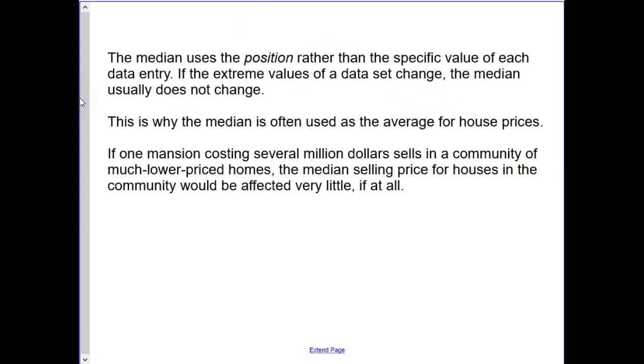Now, median is really important because it shows position. So it is not sensitive to changes in extreme values. If your upper value went from 1 million to 10 million, it's not going to change your median. And that's why anything really involving money, a median is a better measure of the middle, because as income changes, as home prices change, you won't skew that data because of an extreme value.